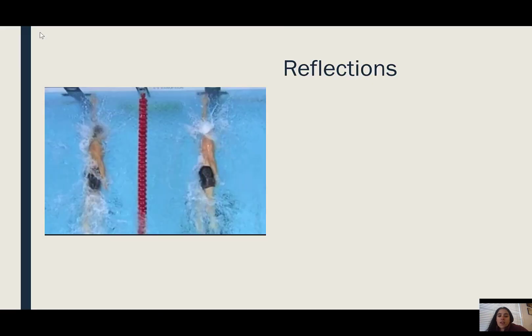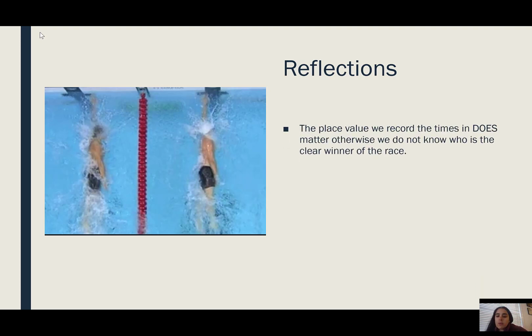All right, guys, when we finish any Bucky's challenge, we want to talk about things like we learned. So here are some reflections that I thought were really important. The place value we record the times does matter. Otherwise, we do not know who is the clear winner of the race. If you look at the picture that I just put here are two swimmers that are swimming really, really fast. It looks like they touched at the same time, but by differences of like hundredths of a second based on what is recorded, that's how they know who got first or second.